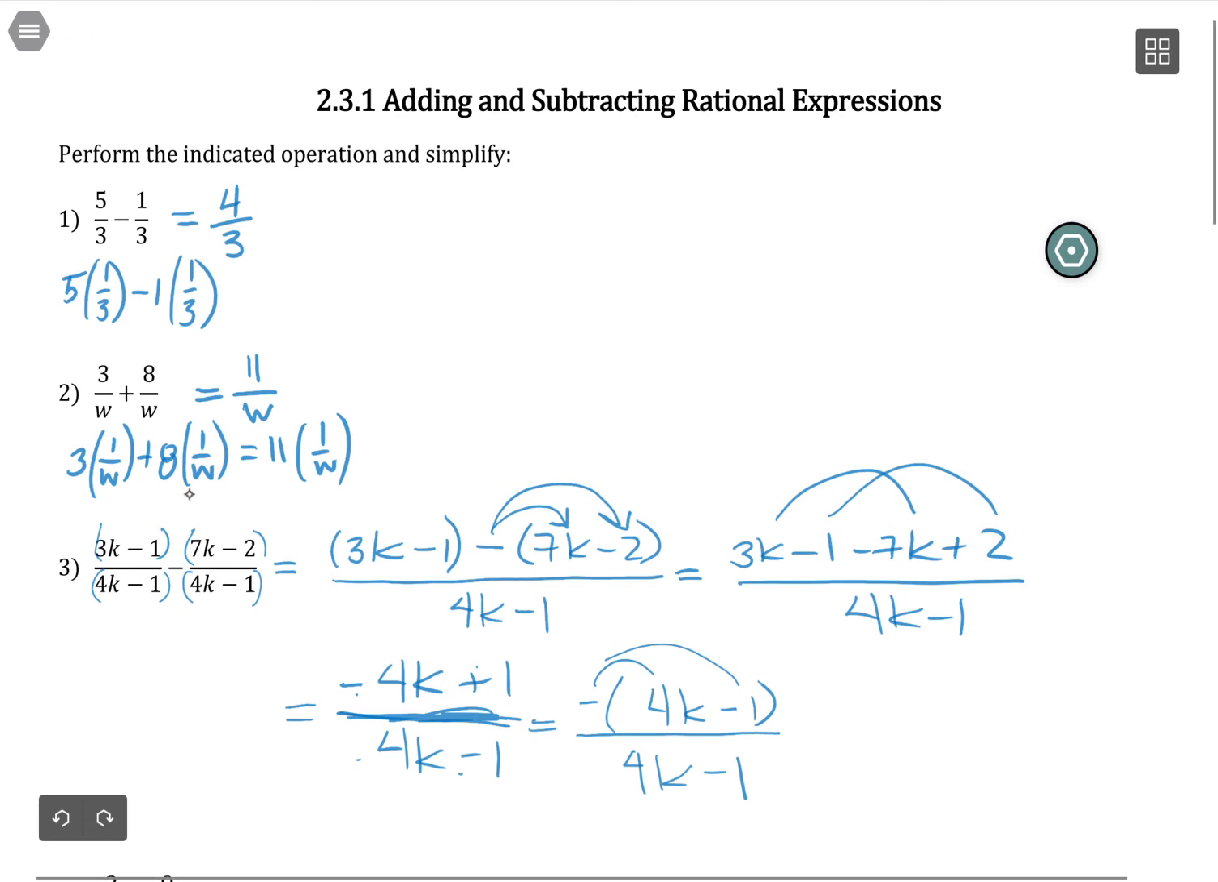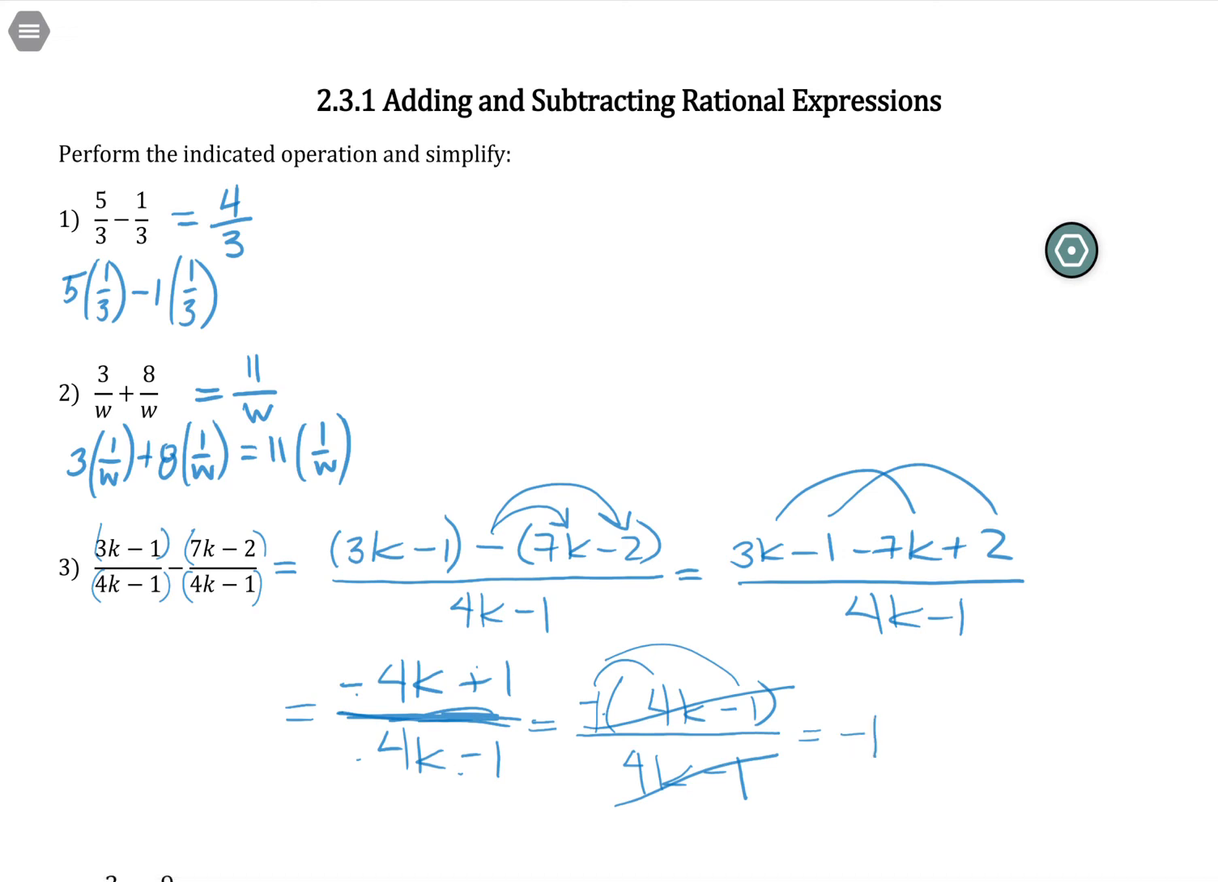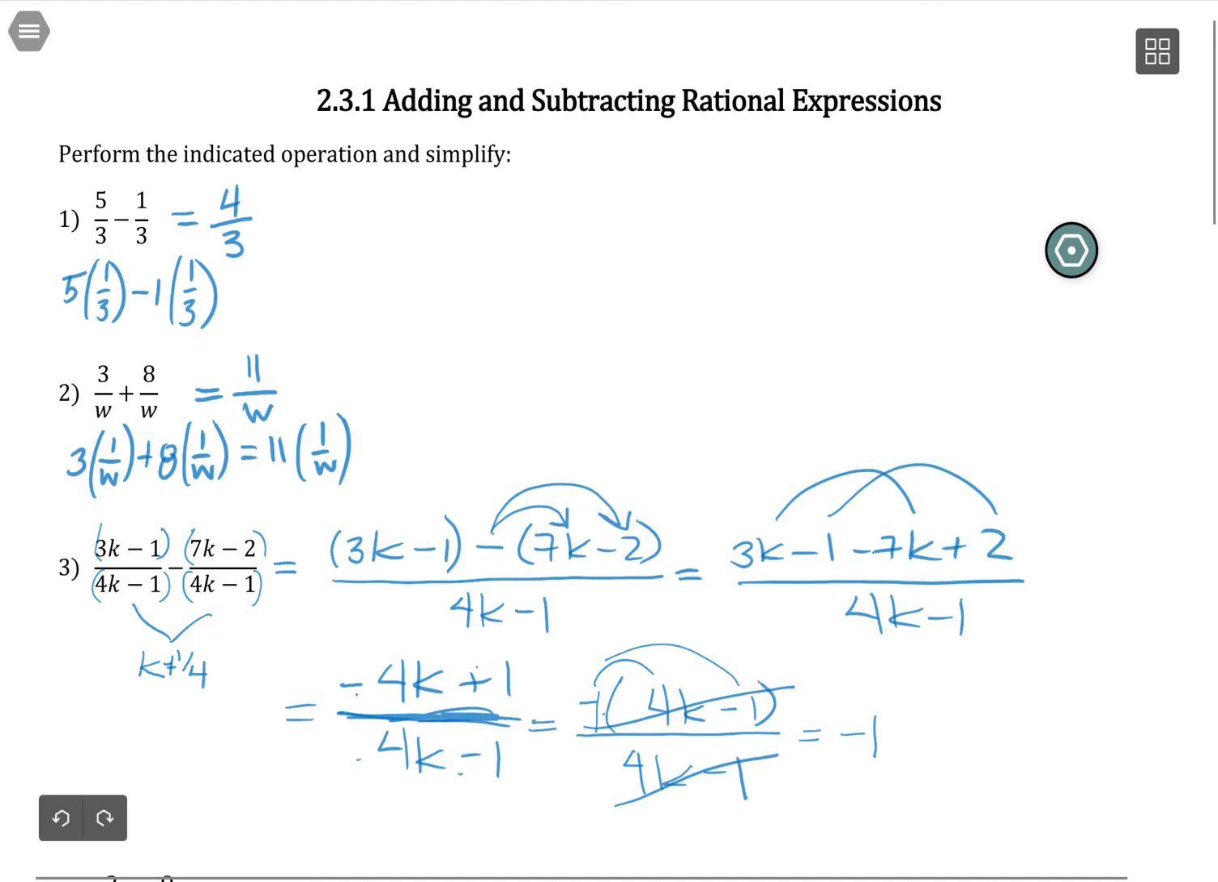And notice I now do have a 4k minus 1 top and bottom that I can cancel. This minus sign, remember those are attached by multiplication. So I'm left with a negative 1 in the top and a 1 in the bottom, which is just negative 1. So again, I think these are kind of impressive if you step back and look at what we're really saying. We do have an exception here. It's not okay for k to be 1/4, because then we'd have 0 in the bottom.